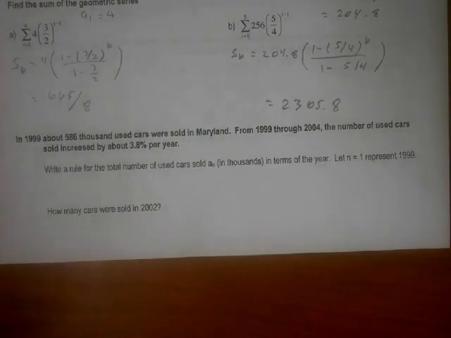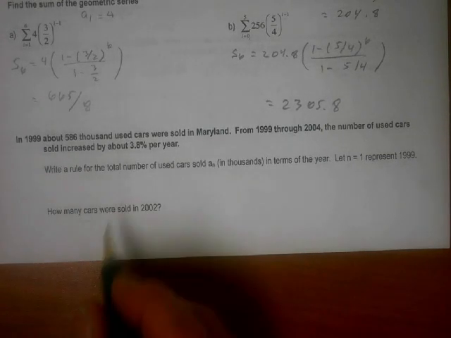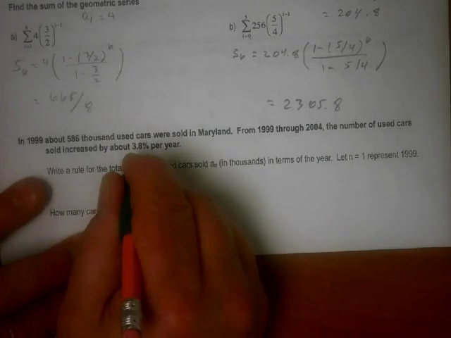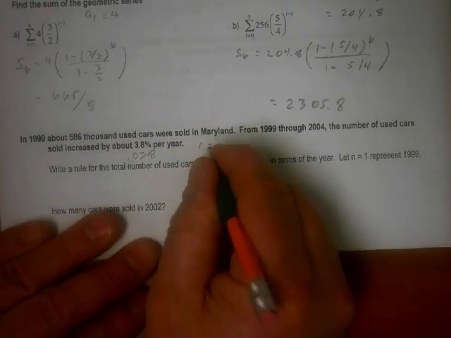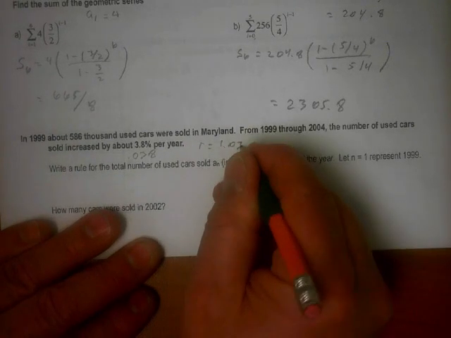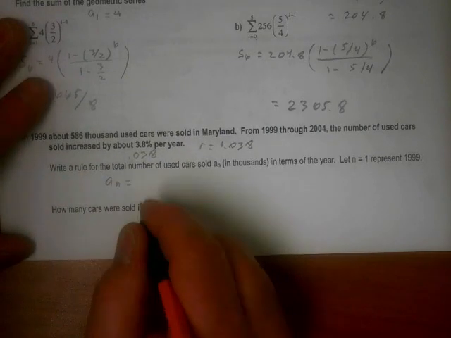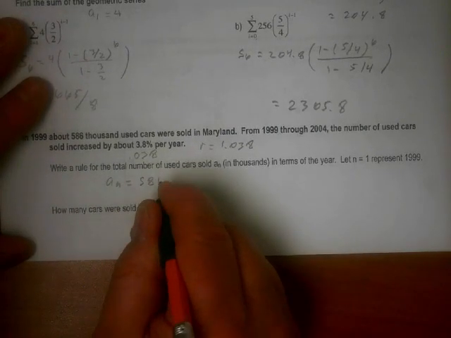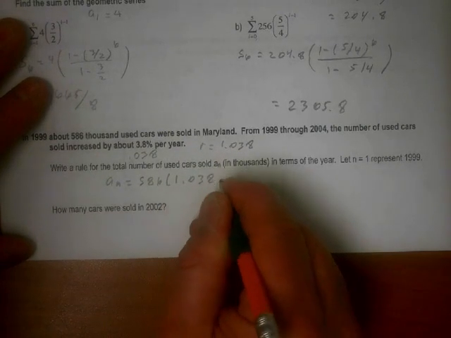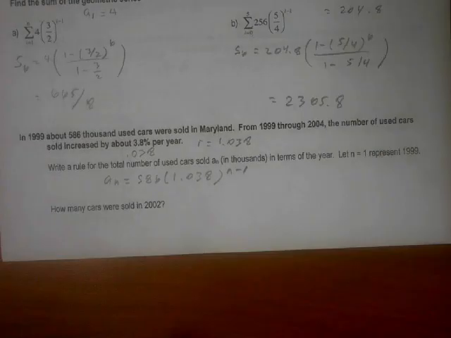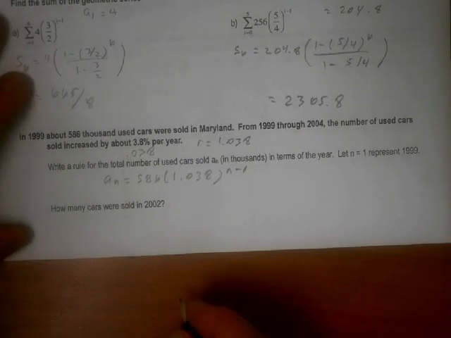Okay, in 1999, about 586,000 cars were sold in Maryland. From 1999 to 2004, the number of used cars sold increased by 3.8%, which, keep in mind, is going to be 0.038, which means r is going to equal 1.038. A sub n equals 586 times 1.038 raised to the n minus 1 power.